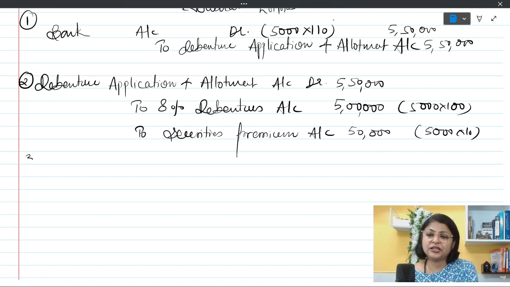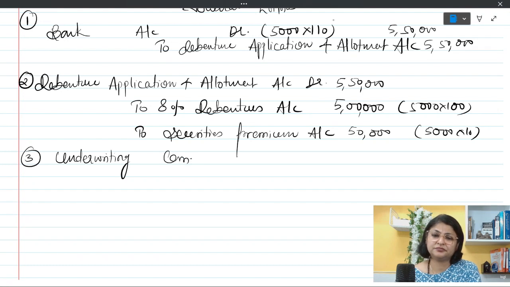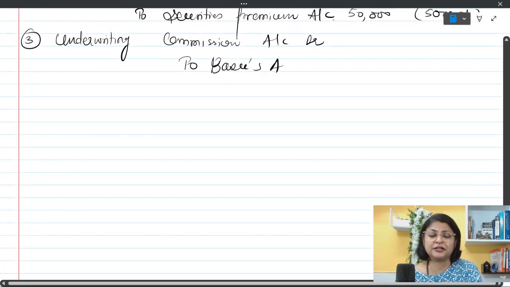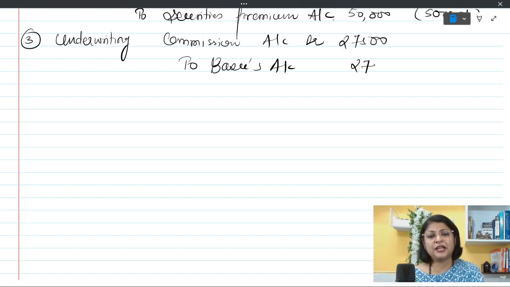The next entry is for underwriting commission. So here the entry is going to be underwriting commission account debit to Basu. Since the name of underwriter is given, so we will write Basu's account. Basu is our underwriter. And we had calculated 27,500 as underwriting commission because we have already done that working note. We don't have to write here under brackets.